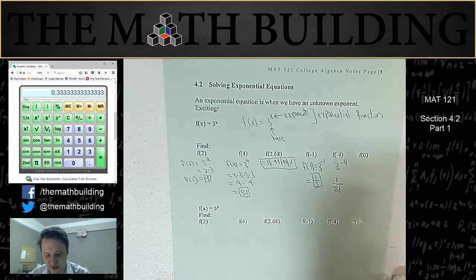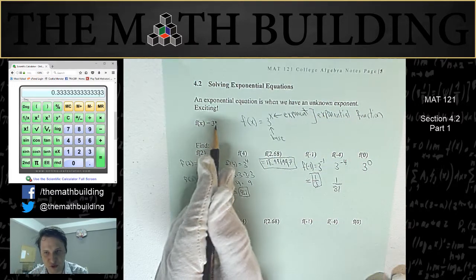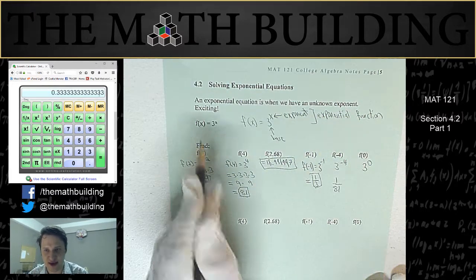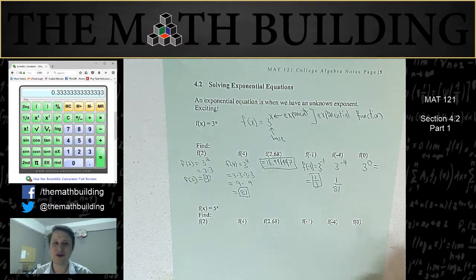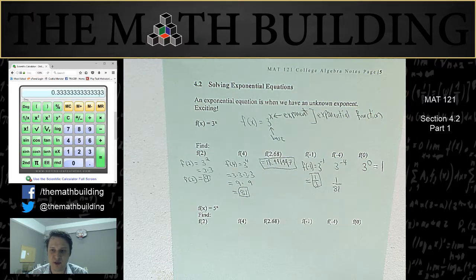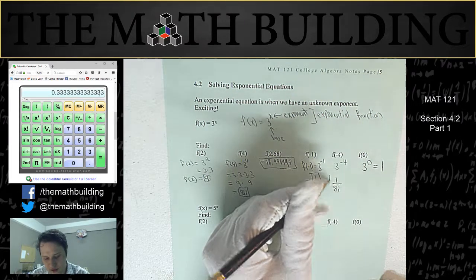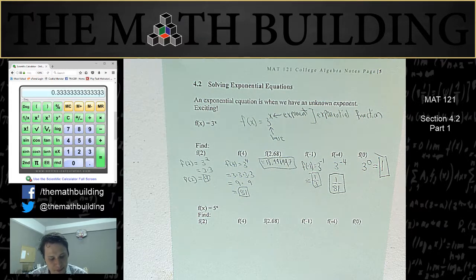Finally, what would f of 0 be? This would be 3 to the 0, because our function was 3 to the x. All of these are for 3 to the x. So 3 to the 0, do you remember what anything to the 0 power is equal to? That's something you really need to know. Anything to the 0 power is equal to 1. So that's how you would evaluate this function for various values of x.